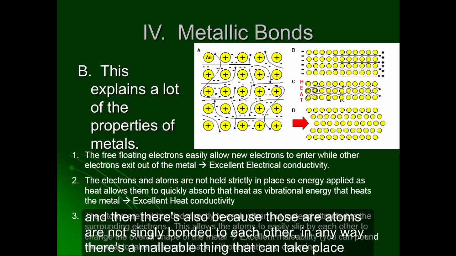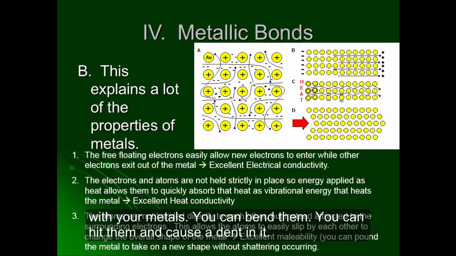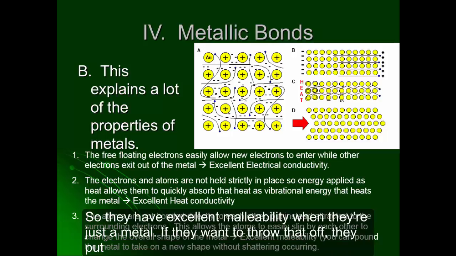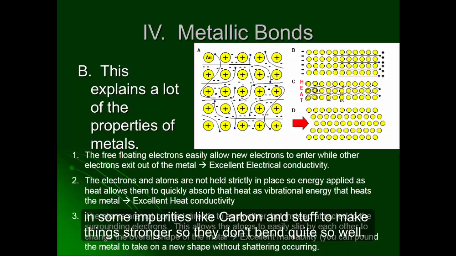So when you go out skiing, you know that necklace gets really cold before you're really cold. And then there's also, because those atoms are not singly bonded to each other in any way, a malleable thing that can take place with your metals. You can bend them, you can hit them and cause a dent in it. So they have excellent malleability when they're just a metal. If they want to throw that off, they'll put in some impurities like carbon and stuff to make things stronger so that they don't bend quite so well.